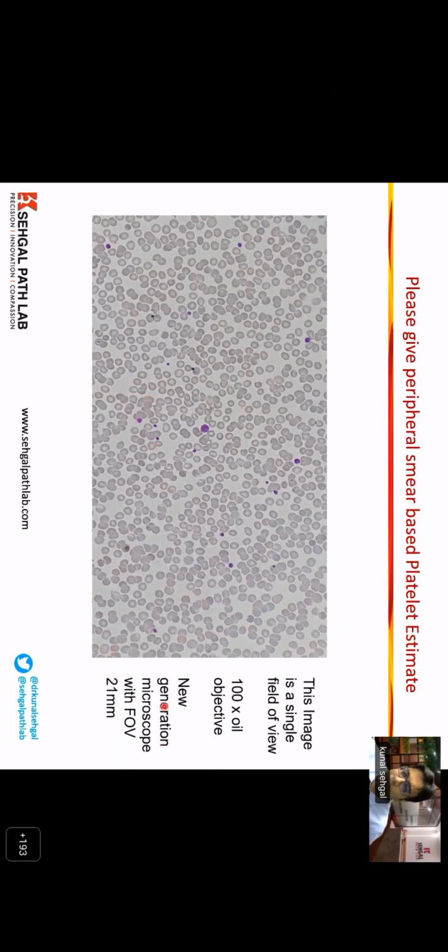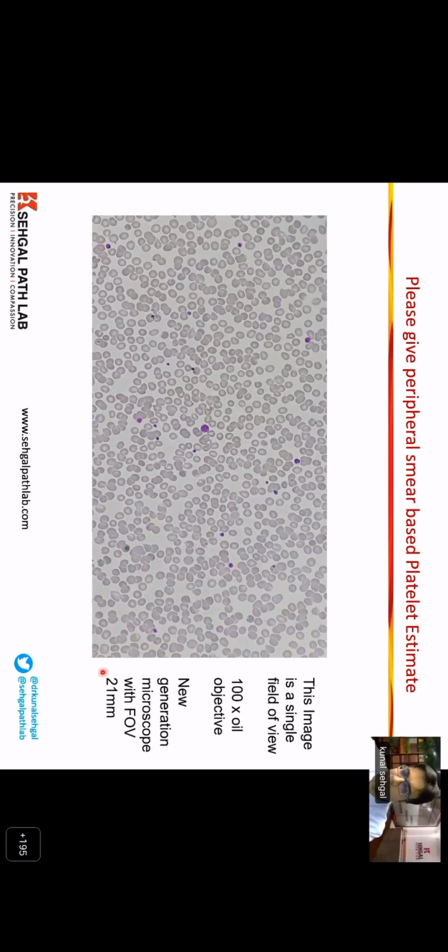On a big microscope, the latest one, with the field of vision being 21 millimeters. So although the average of 10 fields is taken, based on this field, the peripheral smear platelet estimate will be 160,000. So there are 16 platelets on this field. So you did a multiplication factor of 10,000. Can you tell me why I gave you this field of vision of 21 mm?